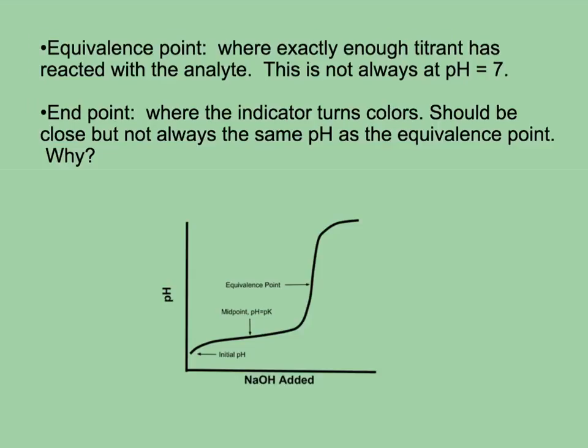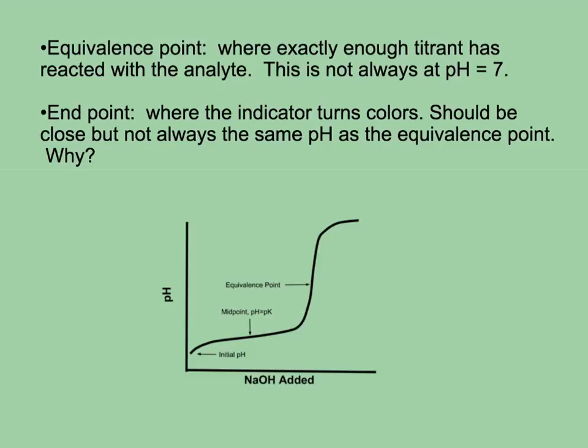What you want to do is pick an indicator that will change at a pH close to what the pH would be at your equivalence point. So the pH at the end point should be close, but not always the exact same pH as the equivalence point.